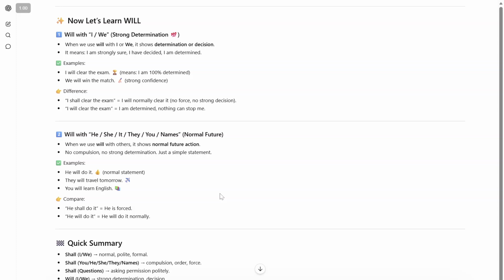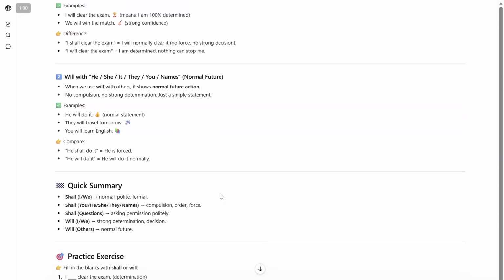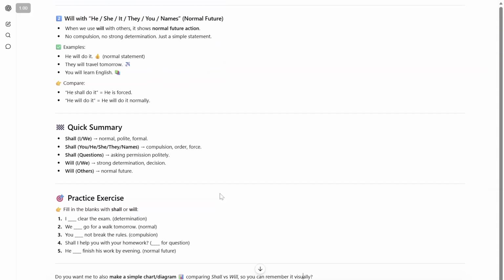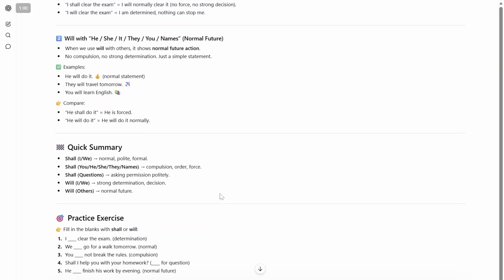Quick summary. Shall with I, we: normal, polite, formal. Shall with you, he, she, they, names: compulsion, order, force. Shall in questions: asking permission politely. Will with I, we: strong determination, decision. Will with others: normal future.